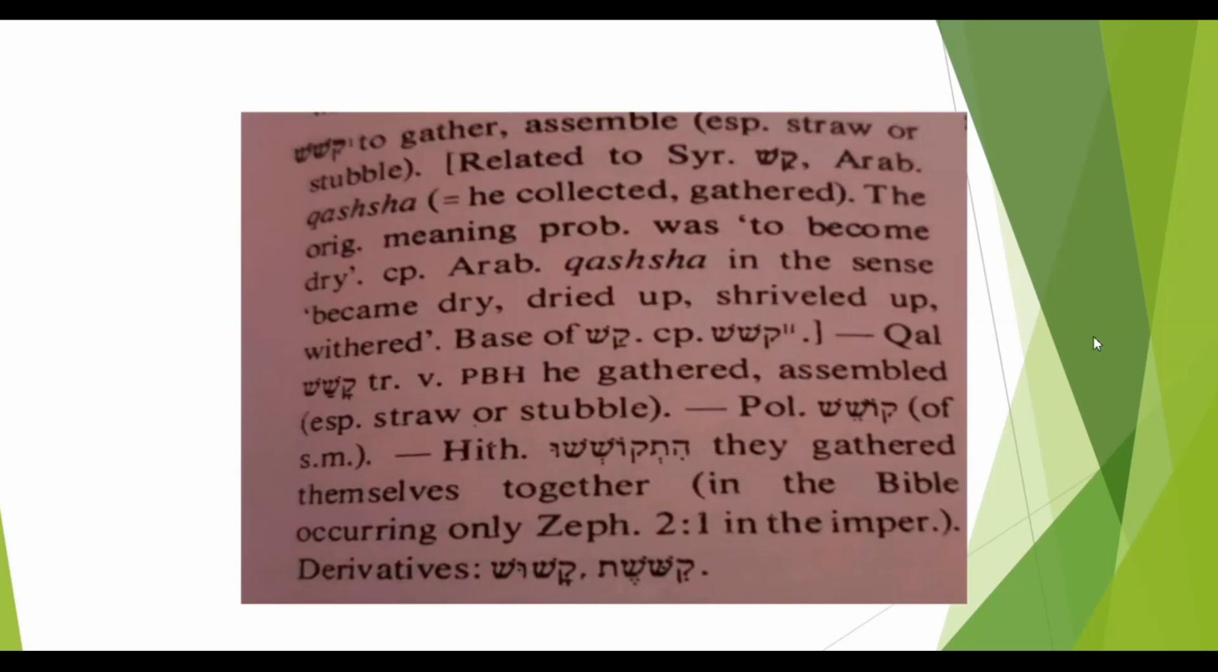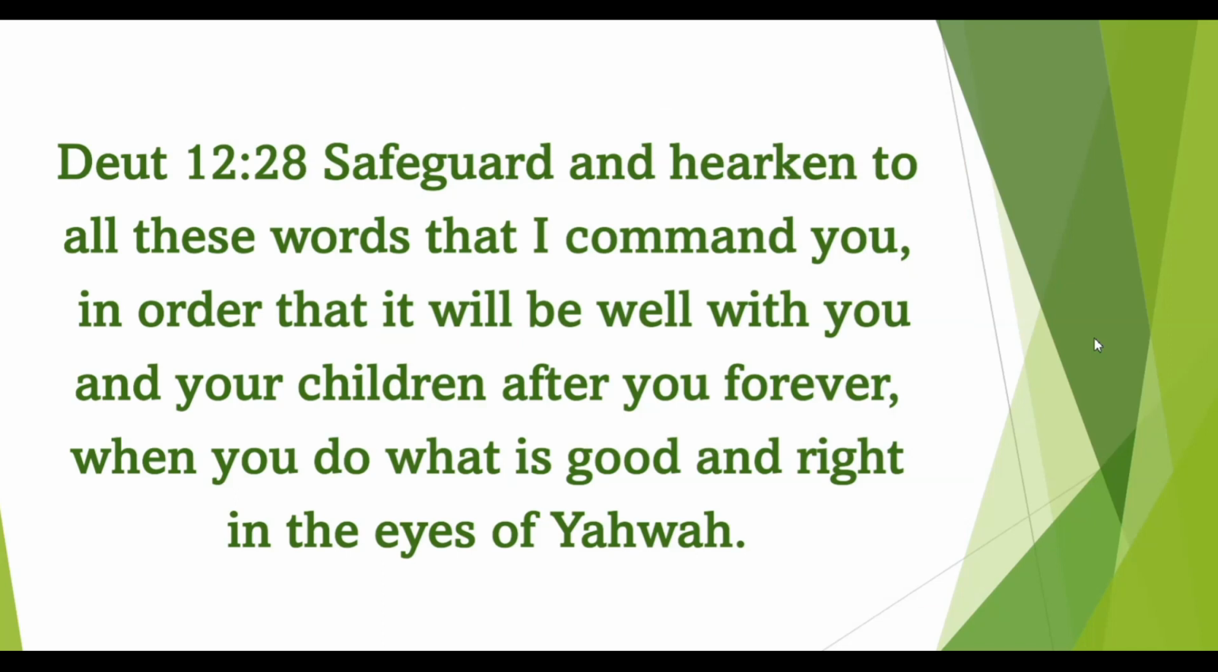And in the dictionary, it's defined as to gather, assemble, collected, gathered. It's used in Zephaniah 2 verse 1. They gathered themselves together. And then we have derivative spellings. And where do we see Yah's goodness other than in his Moedim when we are to gather? And what a joy it is when you do get to gather with others.